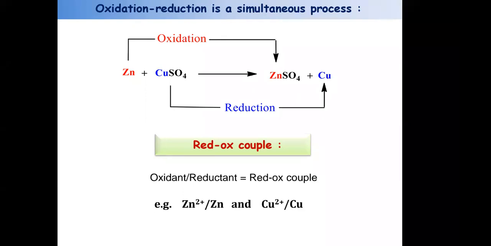Now, what is a redox couple? A redox couple is a combination of oxidant and reductant of the same element which are coupling with each other in a reaction or in a specific state. For example, zinc 2 plus and zinc are of the same element, but zinc 2 plus is the oxidized form and zinc is the reduced form. So zinc 2 plus and zinc, this combination we can say is a redox couple. Similarly, copper 2 plus and copper is an example of a redox couple. So a redox couple is basically the combination of oxidant and reductant of the same element which are participating in a reaction together.